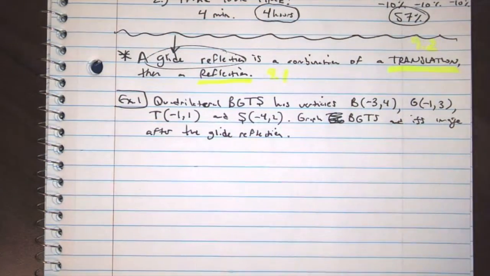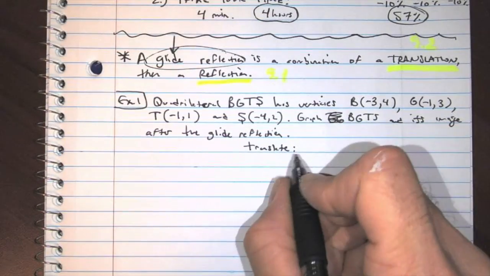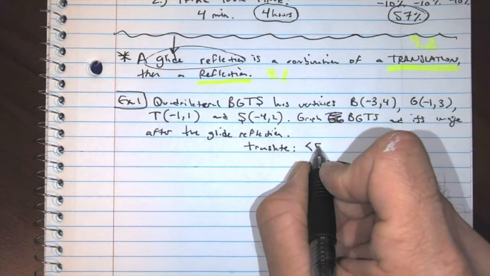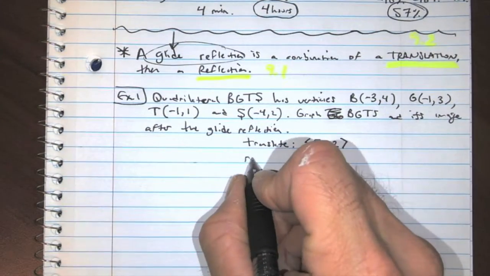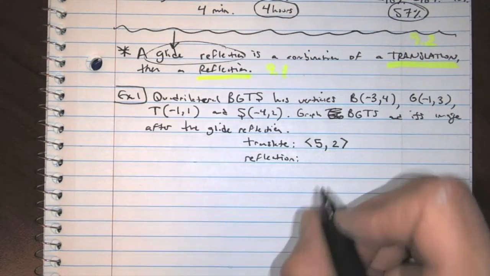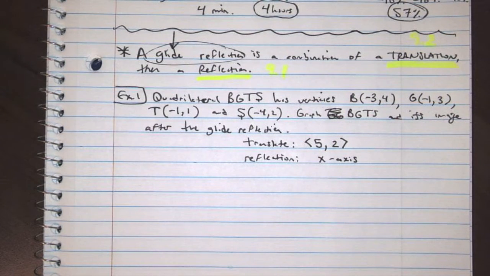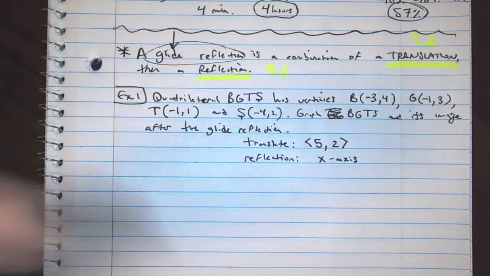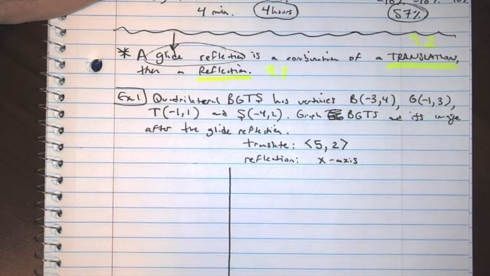And that's the end of the directions, but I got to give you the translation and I got to give you the reflection. So we're going to translate along the vector (5, 2), and then we are going to reflect along the x-axis. All right. Let's get this XY axis drawn. Graph paper, if you got it, get it out.